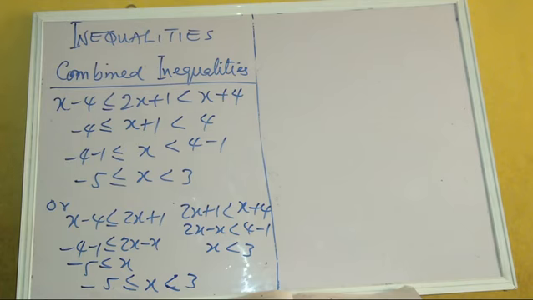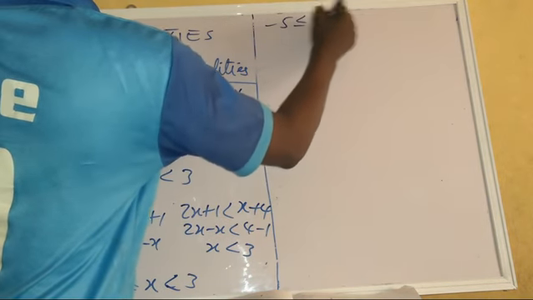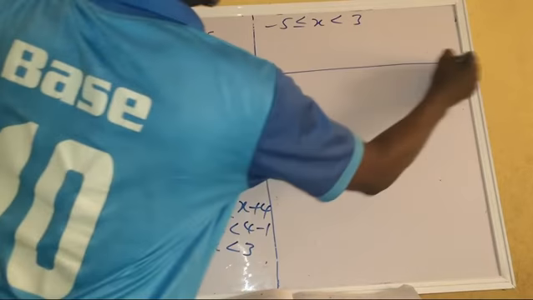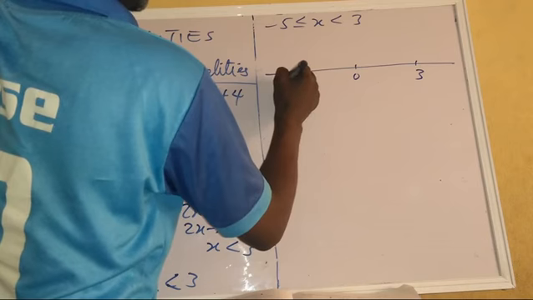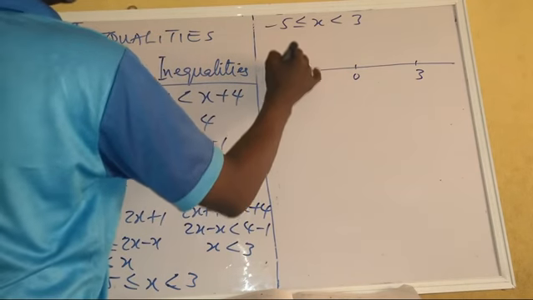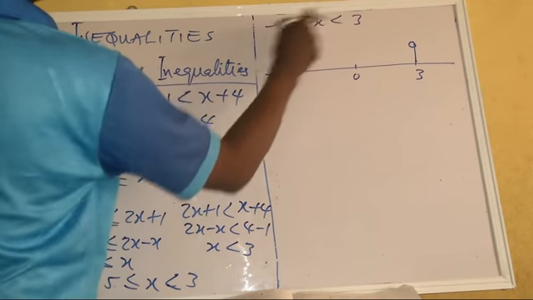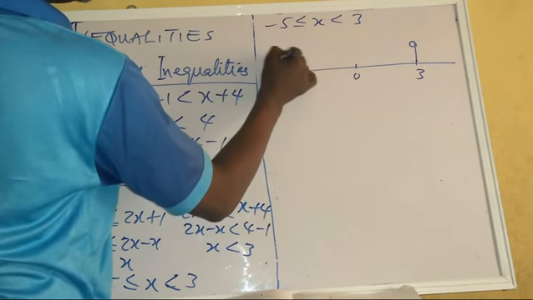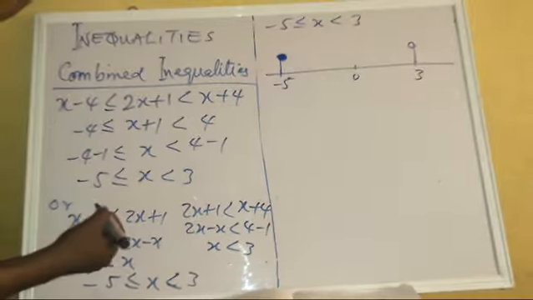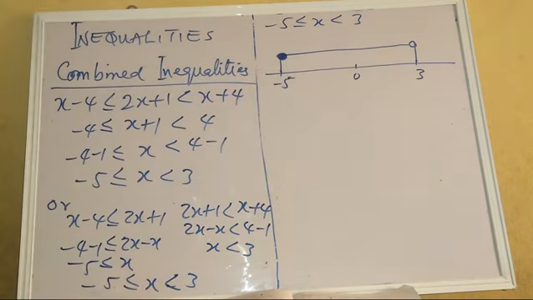All these things can be represented on the number line. For instance, what we just did here, -5 less than or equal to x less than 3. I want to represent this one on the number line. Let's say this is 0. We assume this is 3, and somewhere here we have -5. Just draw a line on that and draw a circle. The same thing here. But how do we now distinguish between the two? This one contains equal to. That means that circle you draw will be shaded. So we now have the two.